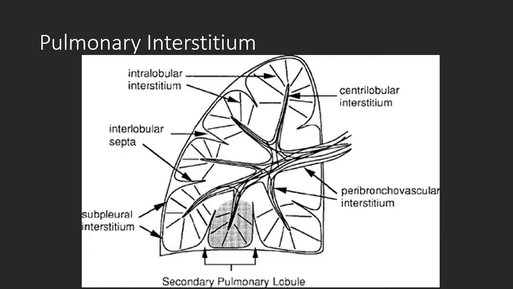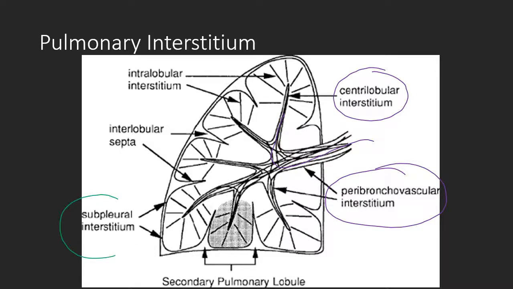So what are the different interstitiums in the lung? The different interstitiums in the lung are the peribronchial vascular interstitium. This emanates from the hilum into the lung parenchyma and is in continuity with your centrilobular interstitium. The other major interstitium is your subpleural interstitium. This grows out from the lung edges into the lung parenchyma to give you your interlobular septa and your intralobular interstitium. So these are the 5 major interstitiums within the lung parenchyma.